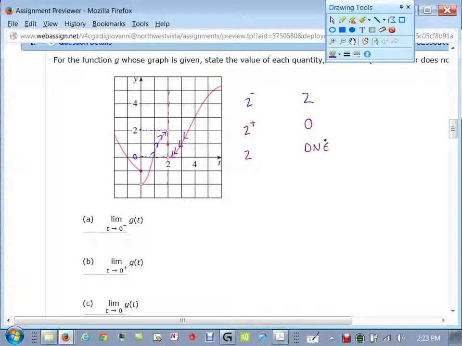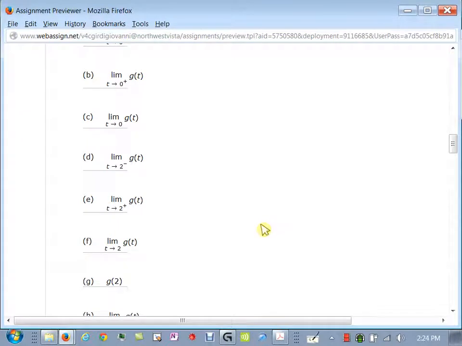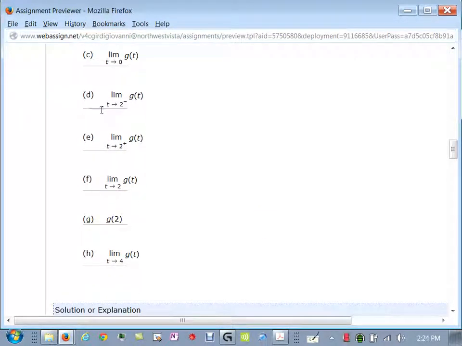And then it asks, what is g of 2? And g of 2, do I have a dot? I do, it's here. And that's at 1. So those are the answers to those questions respectively. 2, 0, does not exist, and 1. So 2 here, 0 here, does not exist, and 1.